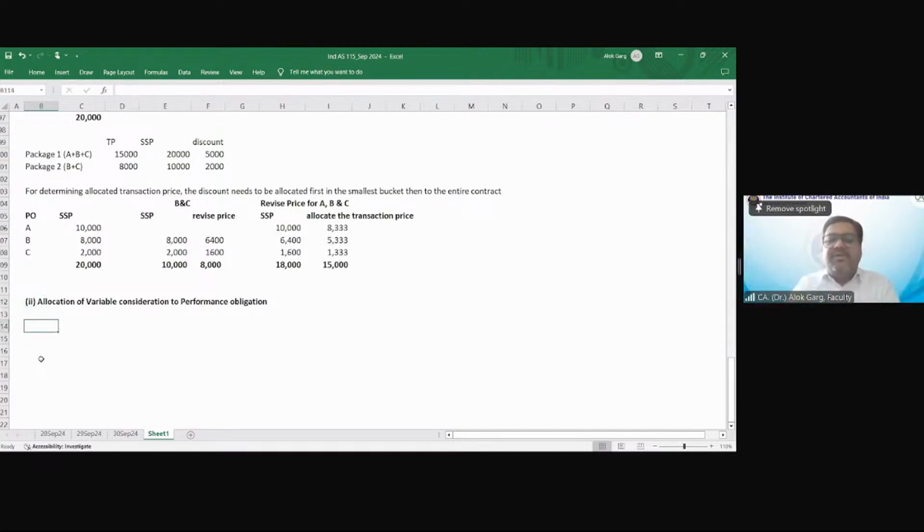Allocation of variable consideration to performance obligation. Okay. So friends, normally what happens when there are multiple performance obligations? There is a contract price. Okay.